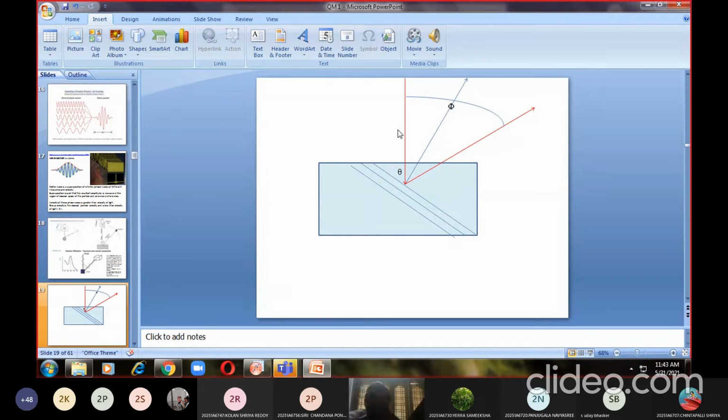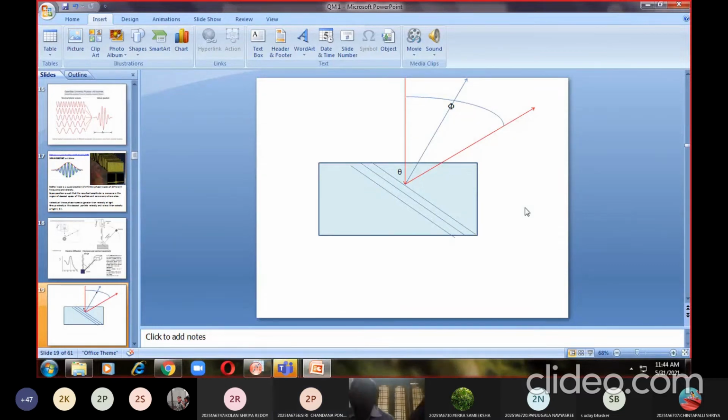Now this blue line is your normal. With respect to this blue line, will you please tell me what is the angle of incidence of the electrons? 90 minus theta. 90 minus theta is acceptable, excellent.